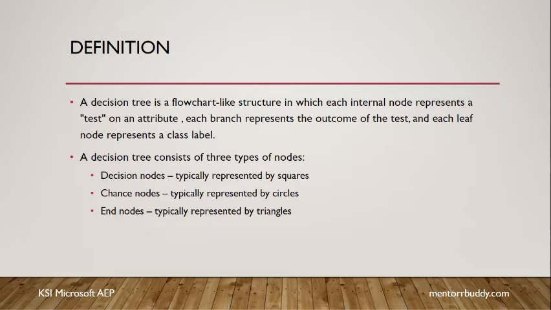Now attributes over here are the input columns. Depending upon the columns, we divide our data to predict the output. Now a decision tree has three types of nodes: decision nodes, chance nodes, and end nodes. Decision nodes are typically represented using squares, chance nodes are represented using circles, and end nodes are represented using triangles.